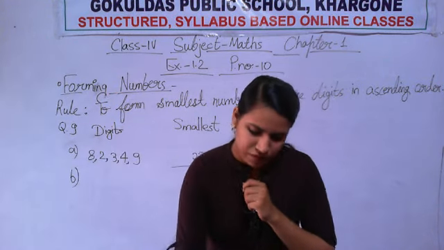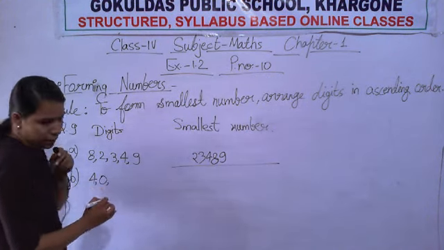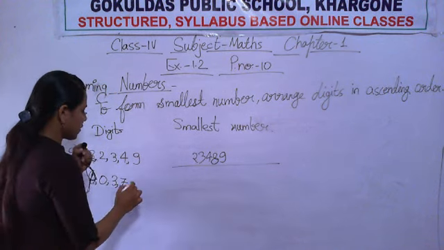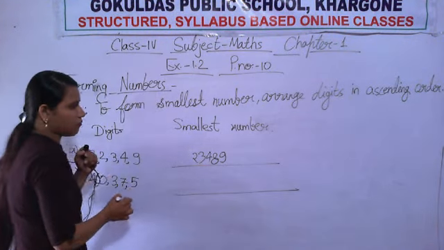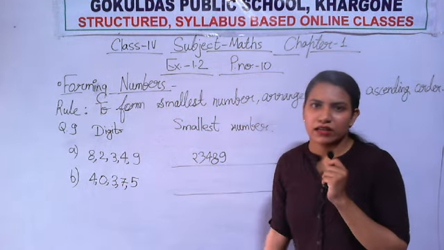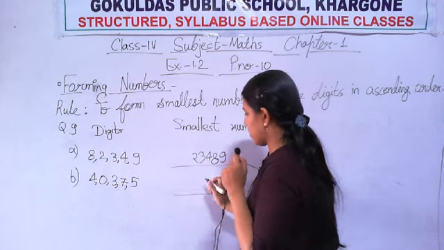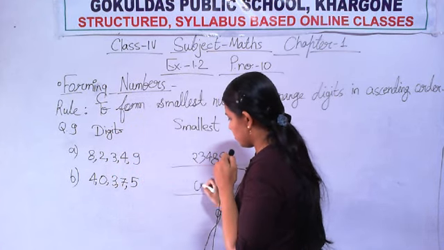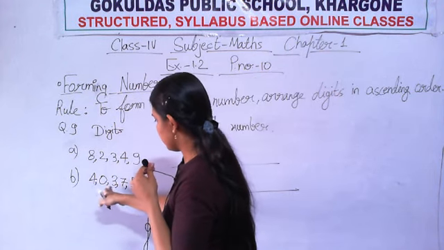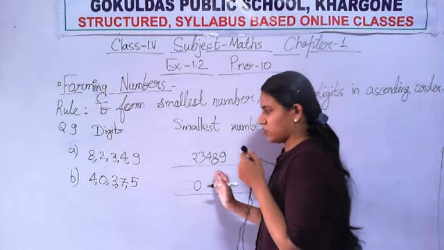B. In B, again 5 digits are given: 4, 0, 3, 7, 5, and you want to form the smallest number using these digits, right? So when you start arranging these numbers, what will come at first place? 0 will come at first place. Then which one is just greater than 0? All are greater than 0, but which will come just after 0?